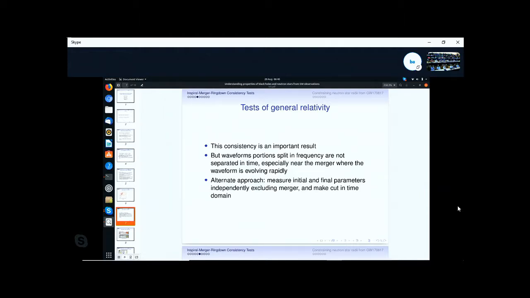I want to fix a time, let's say some cycles after the merger and some cycles before the merger. And then I want to measure the parameters independently from these two portions. And then I want to do all the tests that I said, which is, again, to check whether these fits from numerical simulations are accurate or not, and also check things like the area increase law.